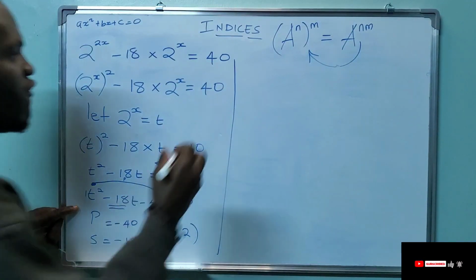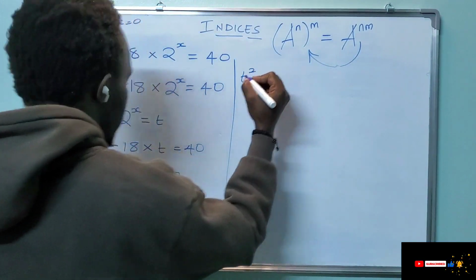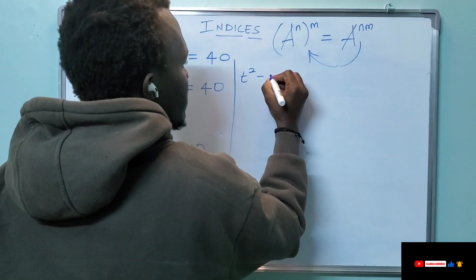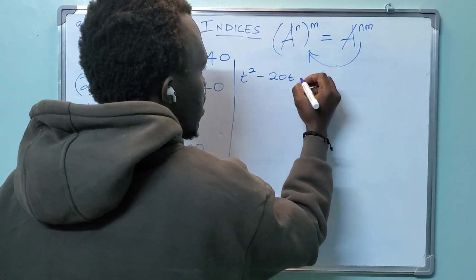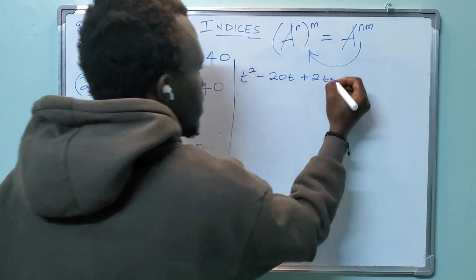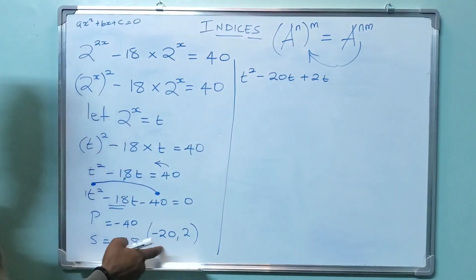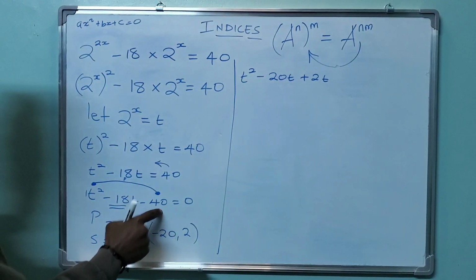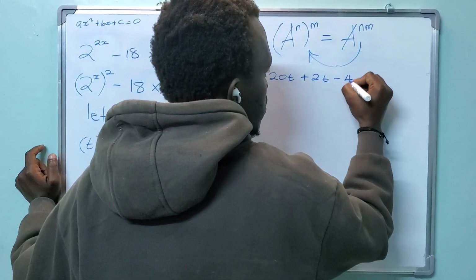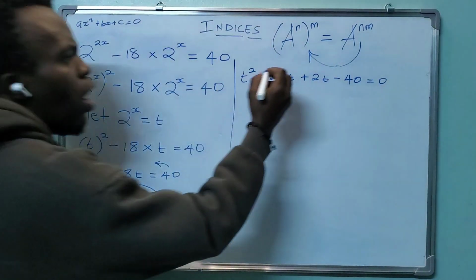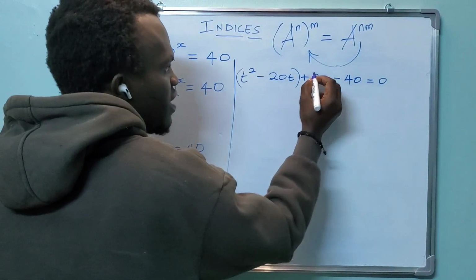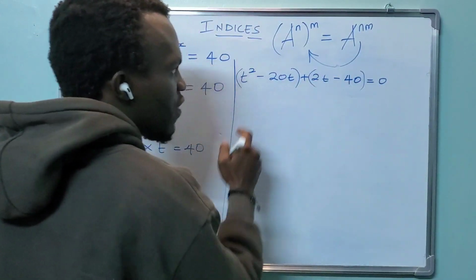So I'm going to have here t squared minus 20t, then plus 2t, then minus 40 equals 0. Whereby I'm now going to pair them like this. Pair it like that, and pair that one also like that.